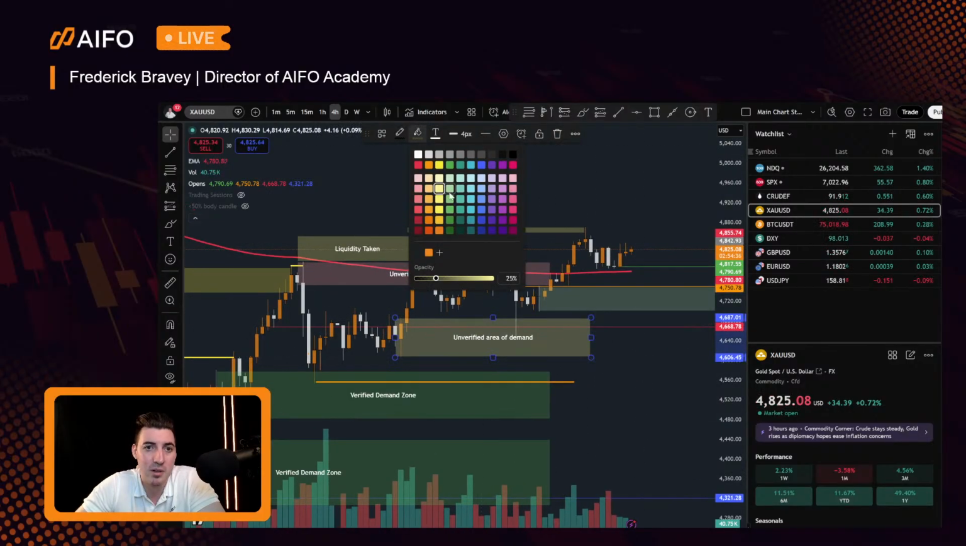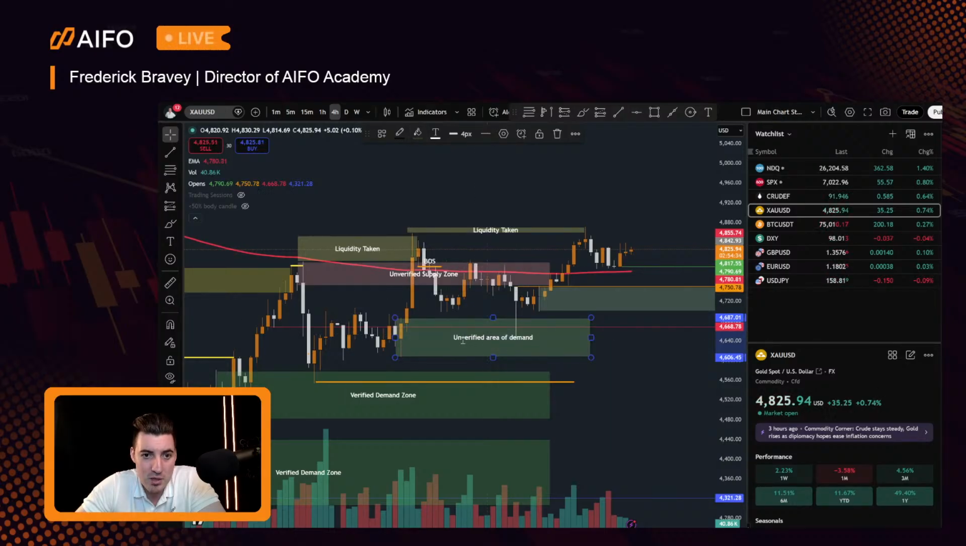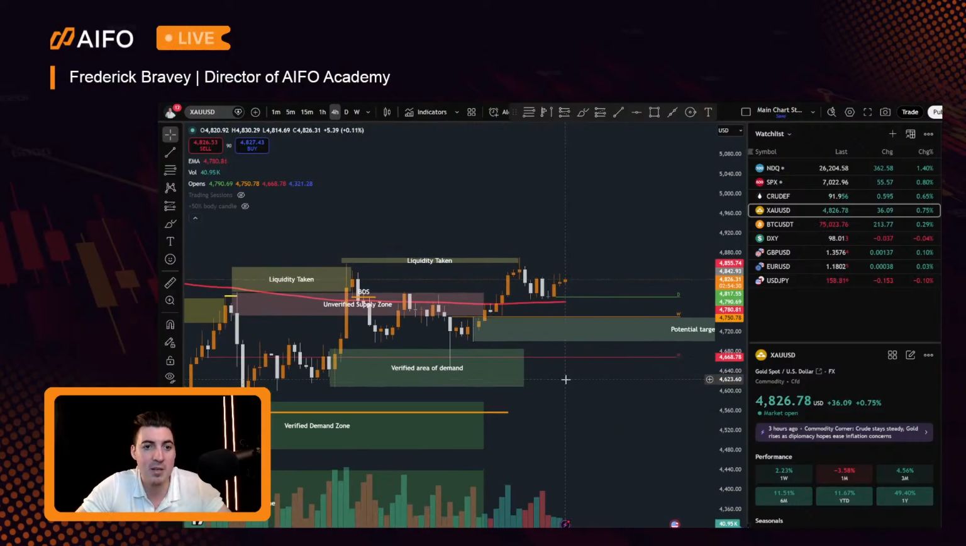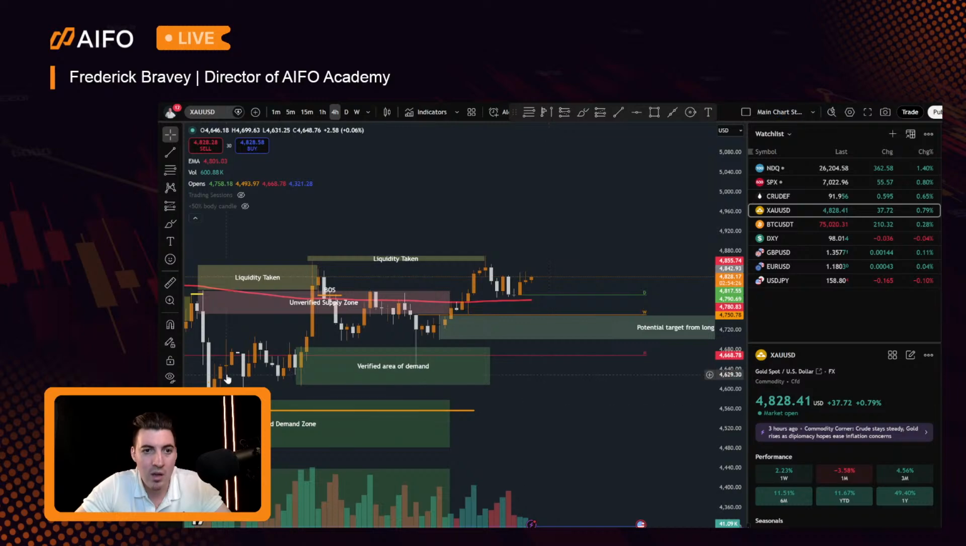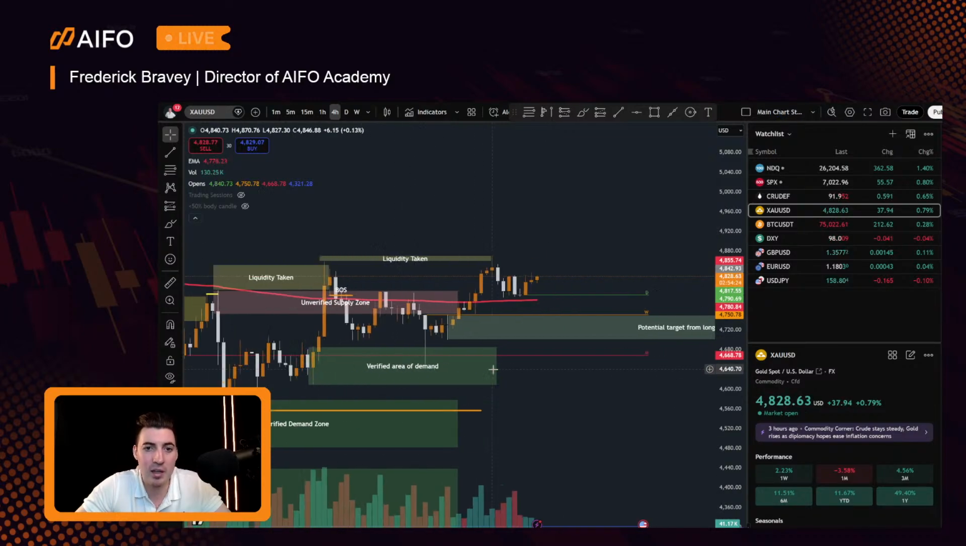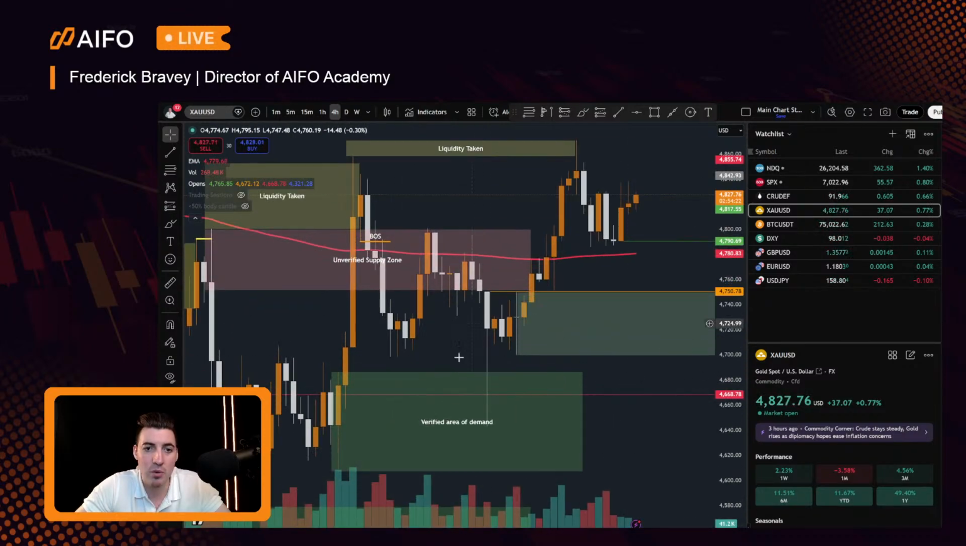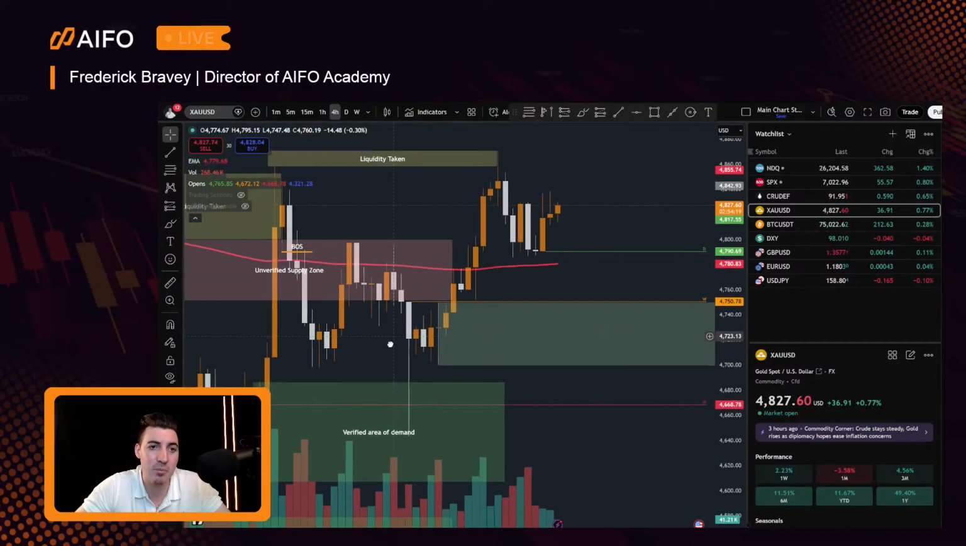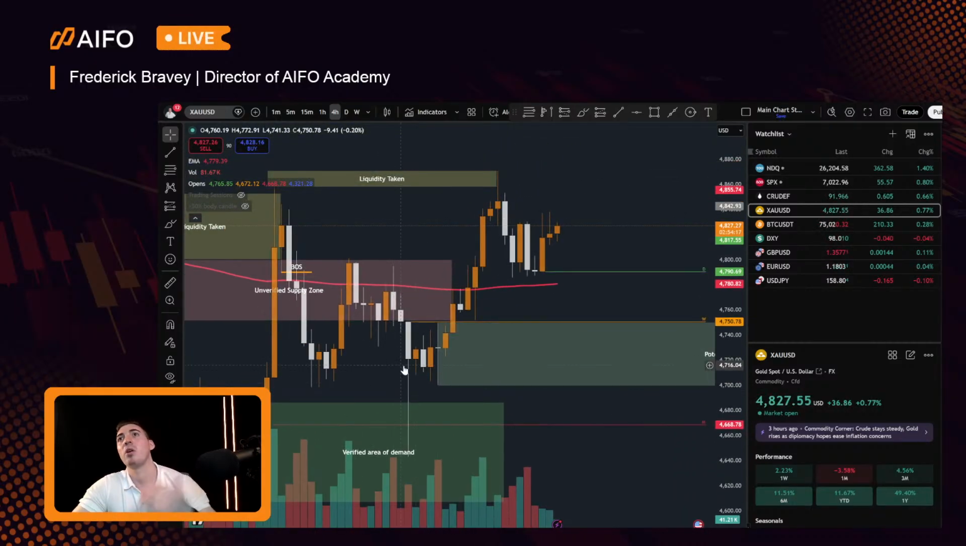I did not update my chart today. This is a verified area of demand. Make that a little bit more green. So you can see it came in, and another rejection candle was formed here, and this could have been your tap in if you're on the lower time frames.